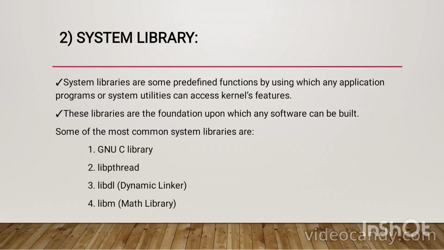System library. System libraries are predefined functions by using which any application, programs, or system utilities can access the kernel's features. These libraries are the foundation upon which any software can be built. Some of the most common system libraries are the GNU C library, libpthread, libdl dynamic linker, libm math library. The GNU C library, glibc, is the most common library.